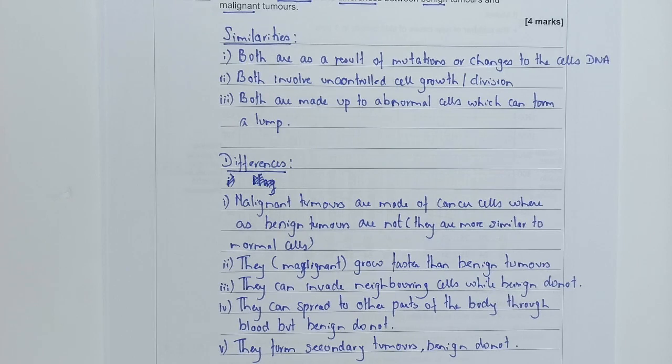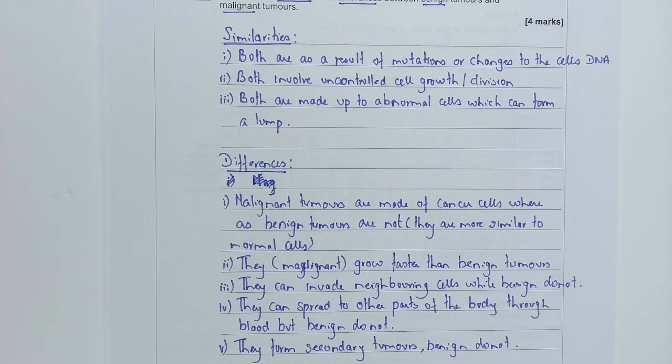Malignant tumors are made of cancer cells, whereas benign tumors are not. They are more similar to normal cells. Now when we say the cells are cancerous, meaning that they can actually spread and cause harm to other neighboring cells. That's what cancerous cells means. So point 2, I'm referring to malignant tumors, they grow faster than benign tumors. Benign tumors tend to grow up to a certain point, and they might just stay dormant for a very long time, whereas malignant tumors just keep on growing.